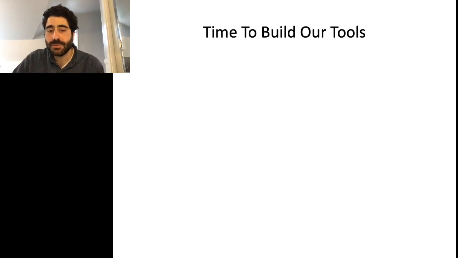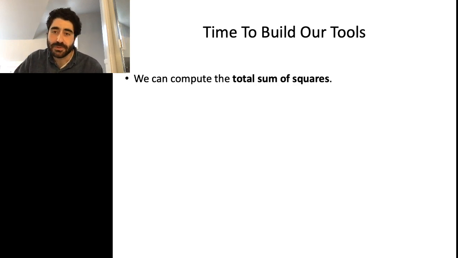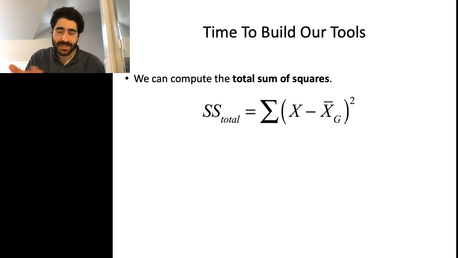Okay, so let's look at mathematically how we compute this. We want to figure out how to compute all three of these things: the total sum of squares, the within group sum of squares, and the between group sum of squares. For the total sum of squares, we've basically done this before when computing variances. We compute the grand mean, x bar g, then take our data minus the grand mean. That gives us all of our deviations, one for each data point, and then we square up and sum these deviations.